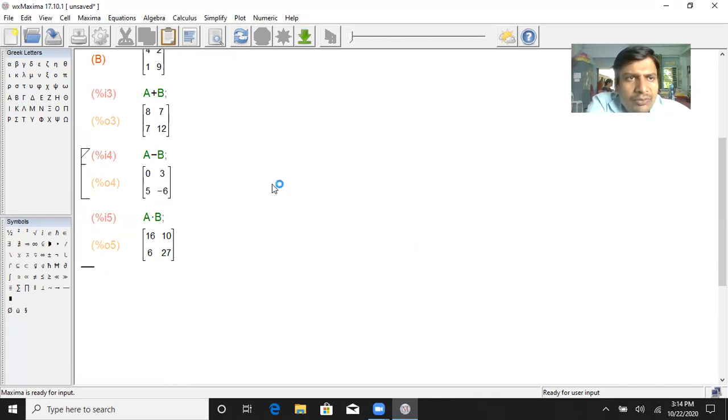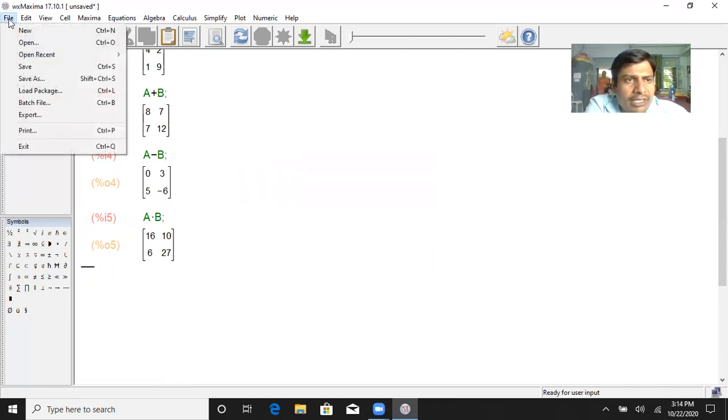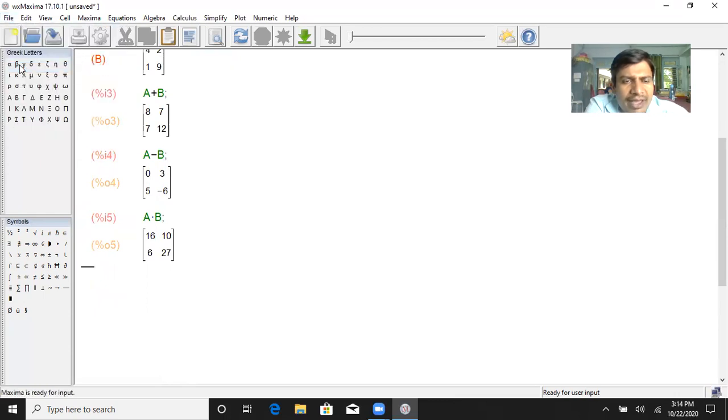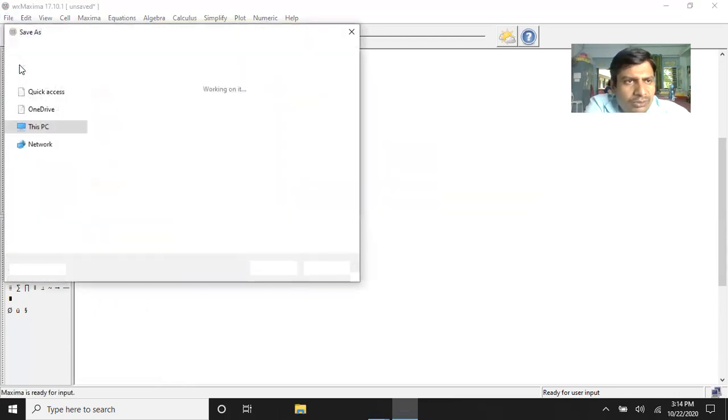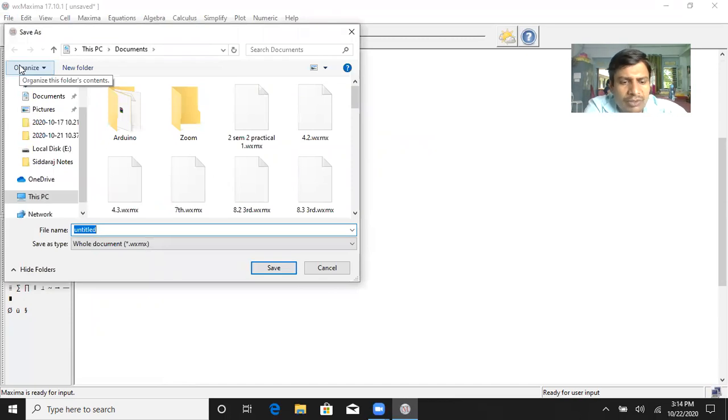Generally, if you want to save this, go to File, then Save As, otherwise Save. You give any name, for example lab 1, or MATLAB lab 1. Anything you want to save as. This is lab 1, that is saved.